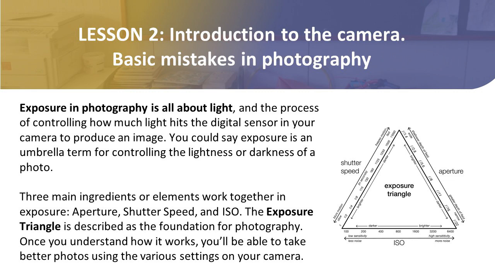So 3 main ingredients or elements work together in exposure: aperture, shutter speed, and ISO. They may sound alien at this point, but we are going to break them down one by one. And all these 3 are very essential on the end result that we want to achieve. And they're interconnected. And that's why we place them on the triangle you can see on the right-hand side that is named in a very original way, the exposure triangle, which is described as the foundation for photography.